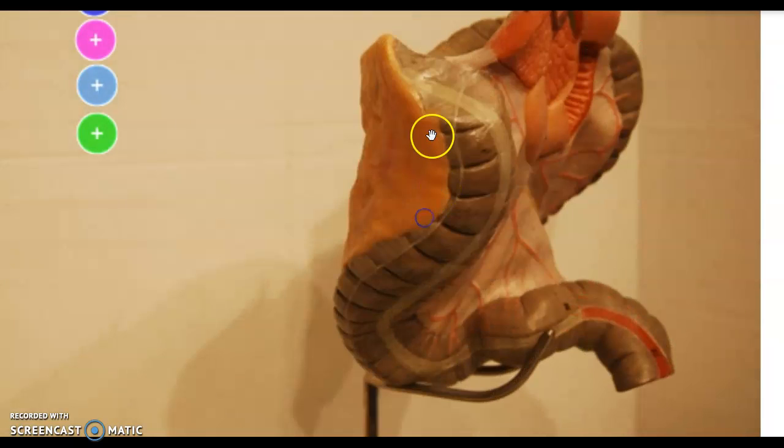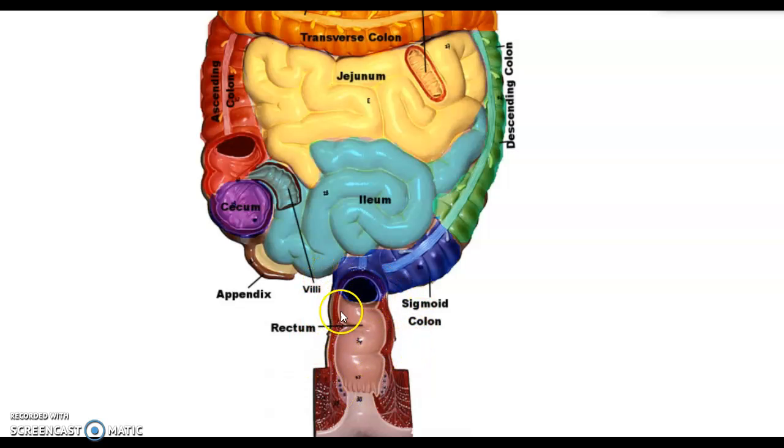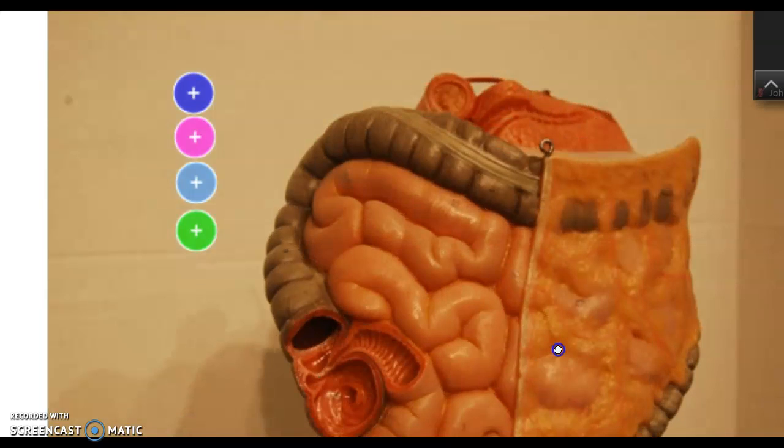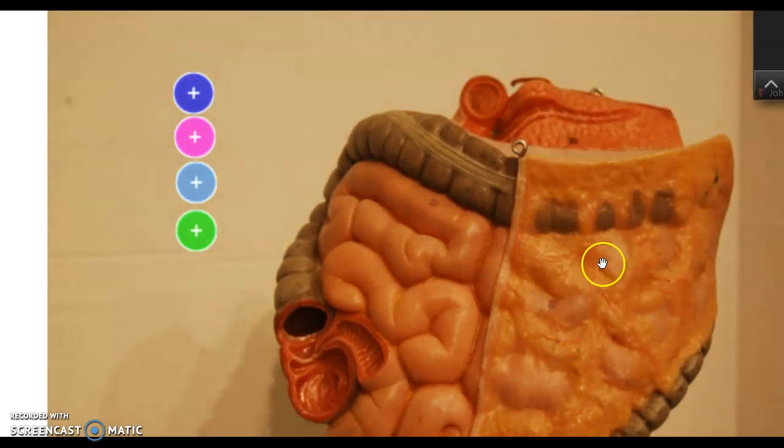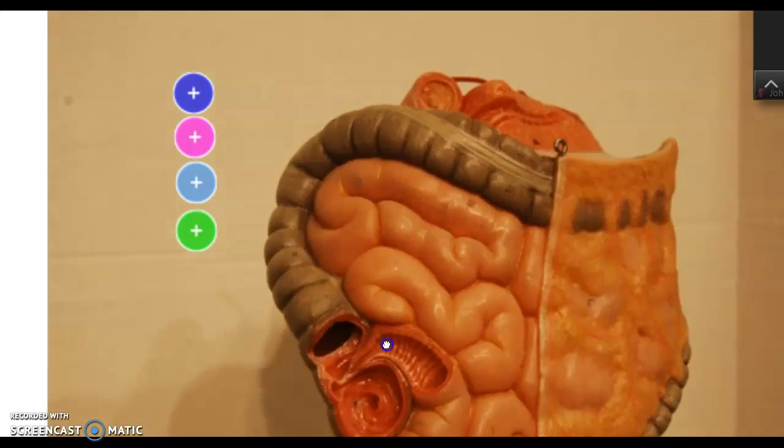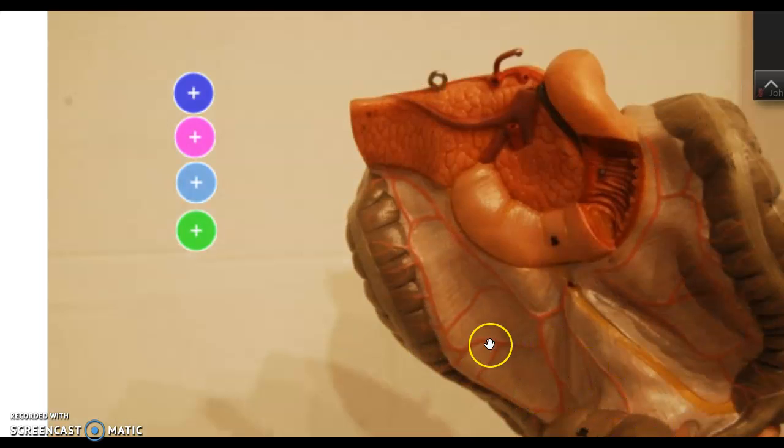Now, we have the descending colon here. The descending colon is going to come down. And then, see how this makes an S? That's the sigmoid colon right there. Now, the sigmoid colon empties into the rectum. And then we have the anal canal right there. So that is the structures of the colon and the small intestine. Now, the sigmoid colon here and the rectum are on the pelvis models for the reproductive and urinary systems. So make sure you spot those on there in our next couple of labs.